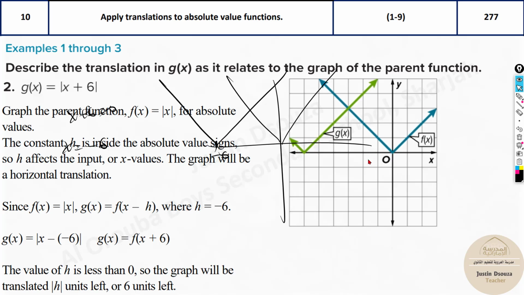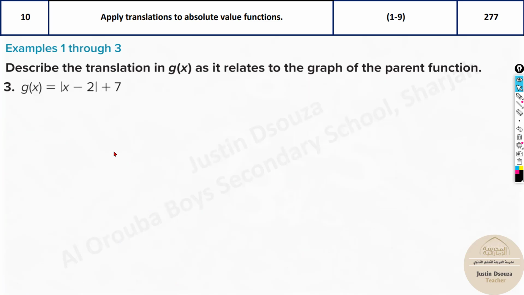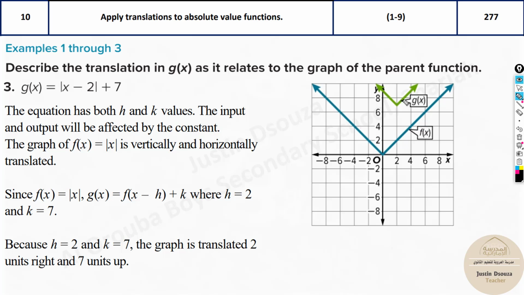This will be 1, 2, 3, 4, 5, 6. Minus 6 is translated 6 units left. What about this? Now here there are two translations. First one is negative 2. Let's directly look into the answer and then I will explain. It's much easier because it's straightforward problems.